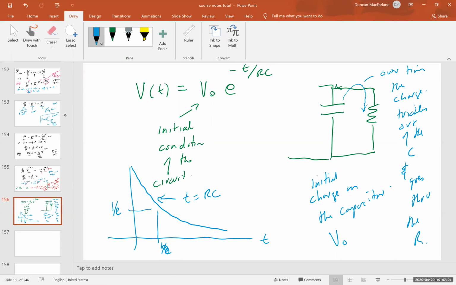And do you remember the role of RC when we were looking at this circuit and we were drawing its response function, its transfer function? We had a nice RC time constant. And so we have exactly the same RC time constant for exactly the same circuit.